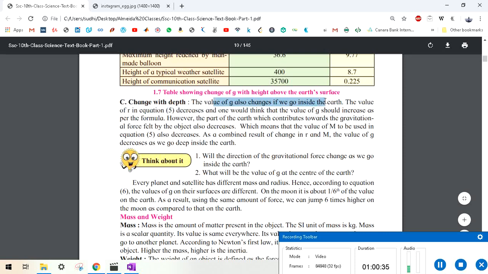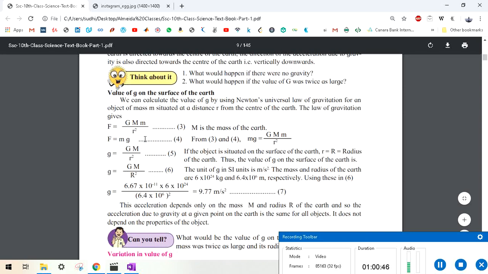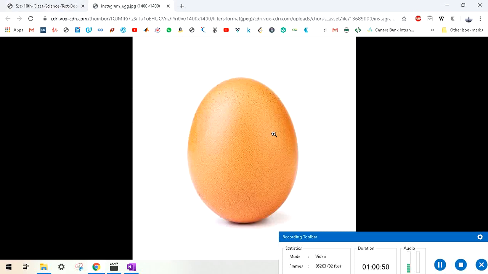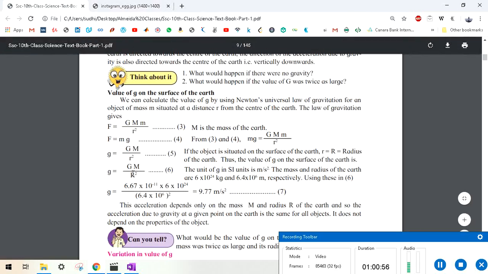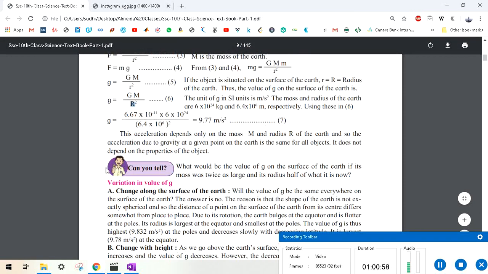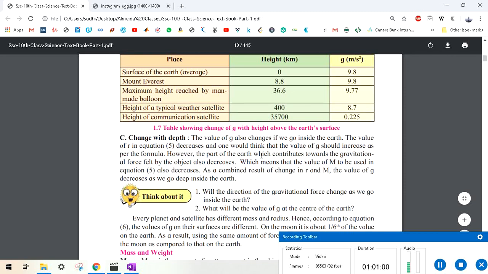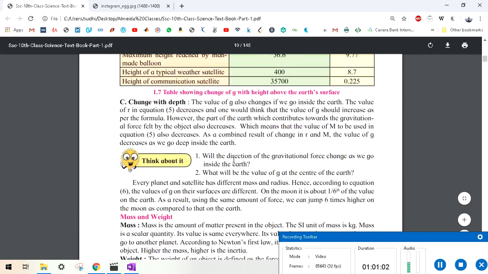If we go inside the earth, the value of r in equation 5 decreases, and one would think that the value of g should increase as per the formula. Now, if we go inside the earth, our distance from the center is decreasing. It means that r is decreasing, so g should increase, but you should be very careful. In this case, g is not increasing.